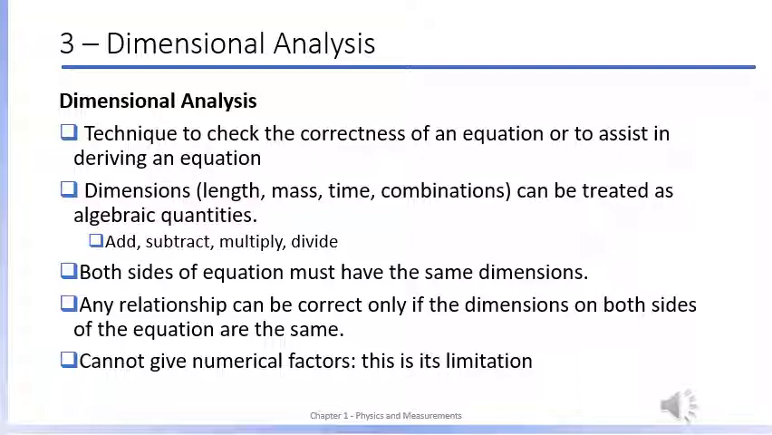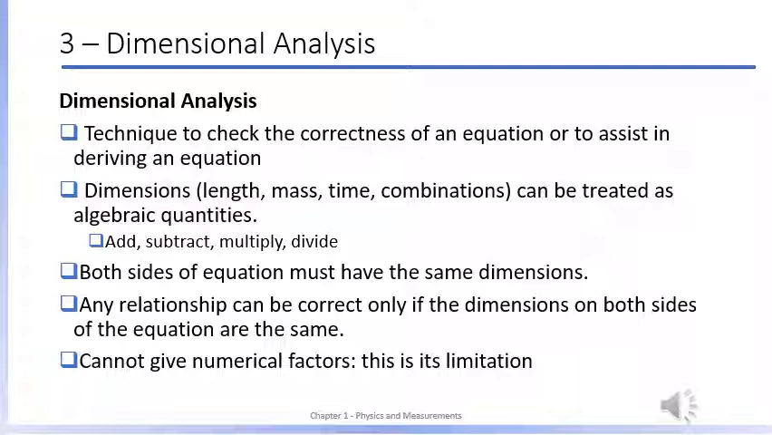mass in kilogram and the acceleration in meters per second squared. Dimensional analysis is a technique to check if an equation is correct. So, if you have an equation, this equation will be valid if both sides have the same units. Dimensions such as length, mass, time, or combinations can be treated as algebraic quantities. So we can add, subtract, multiply, or divide those dimensions. Both sides of an equation must have the same dimension.